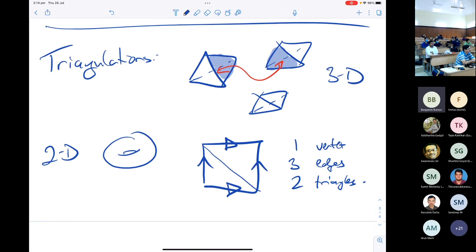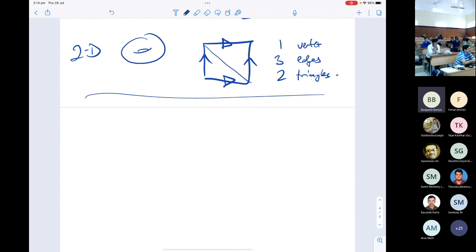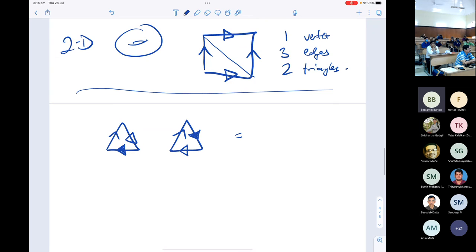So all of my three-dimensional triangulations are basically a three-dimensional analogy of this idea. Another way of picturing this is I give you a pair of triangles. I say glue this edge to this edge, glue this edge to this edge, and glue this edge to this edge. And that's a torus. That's a two-dimensional torus.